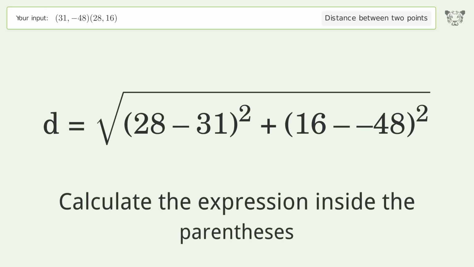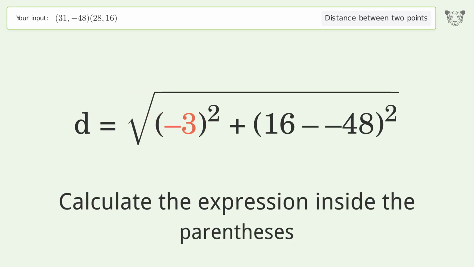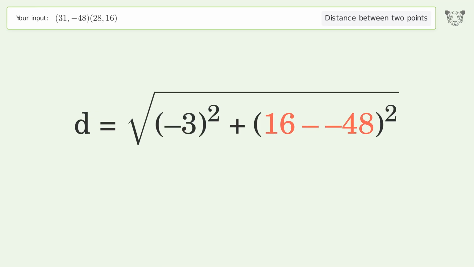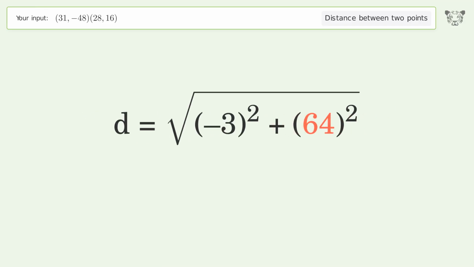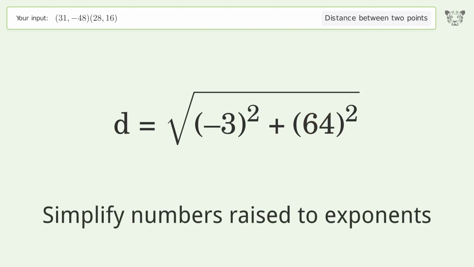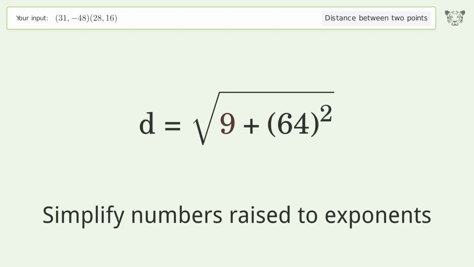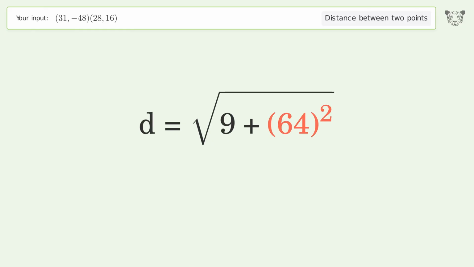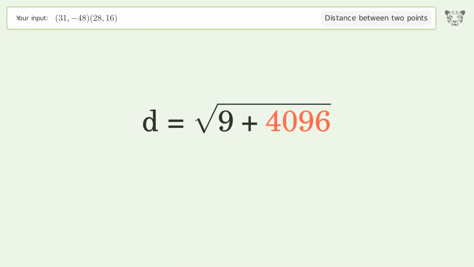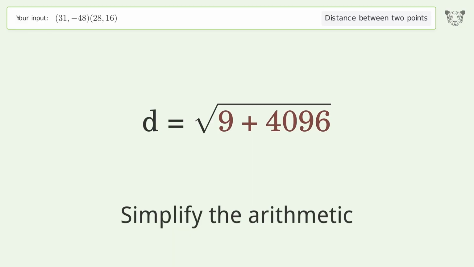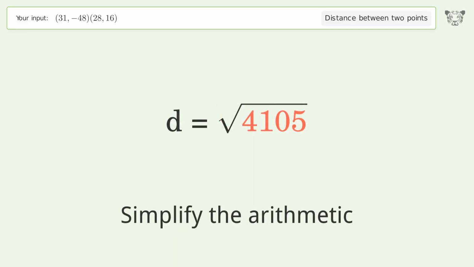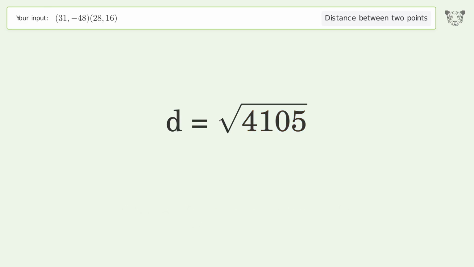Calculate the expression inside the parentheses. Simplify numbers raised to exponents. Simplify the arithmetic. And so the distance between the 2 points is the square root of 4,105 or 64.07.